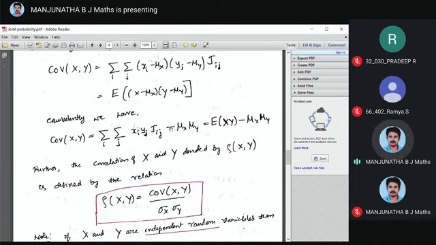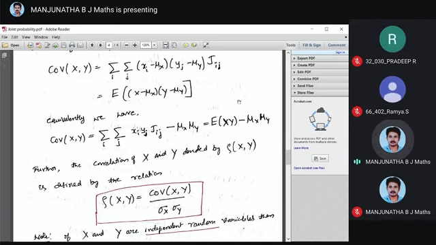See, what is the covariance formula? If you want covariance of x comma y, just use this formula, that is expectation of xy minus mu x mu y, or expectation of xy minus expectation of x into expectation of y, where mu x means expectation of x and mu y means expectation of y.